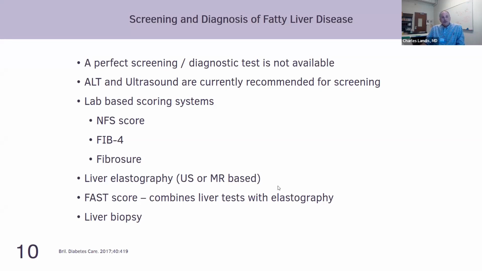Liver elastography, we'll talk a bit more about. Probably not a screening test, but certainly important in staging fibrosis non-invasively. There's also something called a FAST score, which combines elastography and liver tests, which I sometimes use, although I would say that's not widely used. I use it in my clinic though. Then of course the gold standard is liver biopsy, but obviously not practical to biopsy nearly 30% of the general population to determine if they have that.